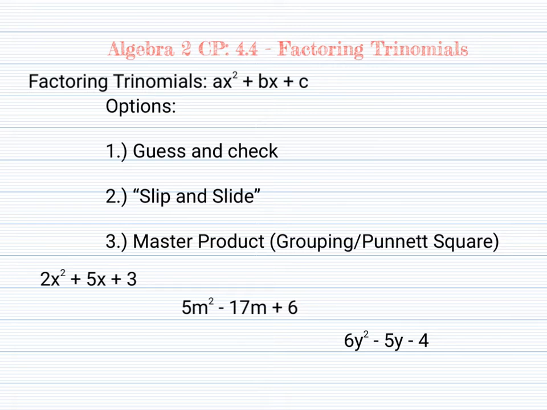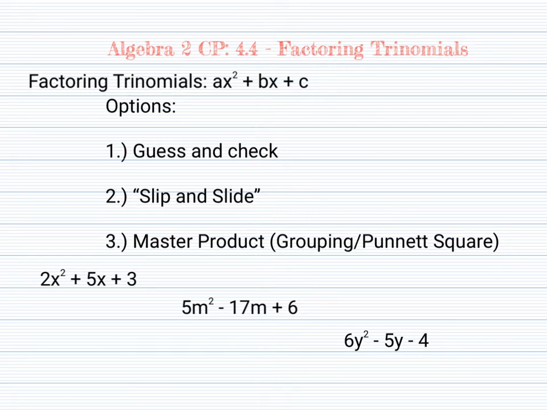Now, first of all, we always want to look for a GCF first, but if we can't do that, and we're left with something that looks like this, we have a few different options. 3 options that we're going to look at are guess and check, slip and slide, which I'll talk more about after, and master product, which is the one that I think is the best mathematically and I really like. So the first option, though, really is a guess and check method, and it's an intelligent guess and check.